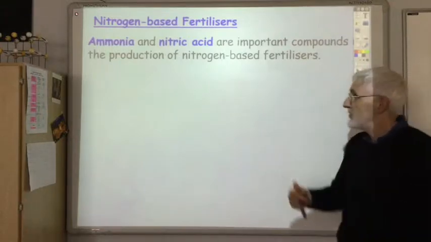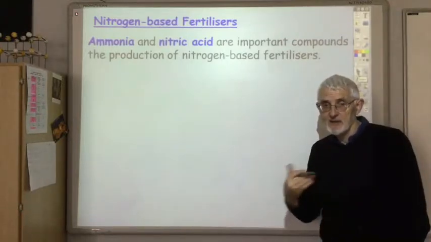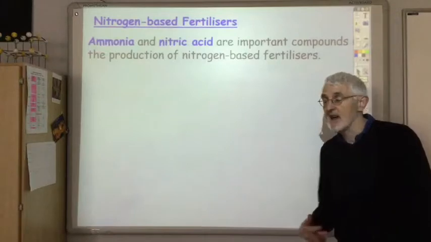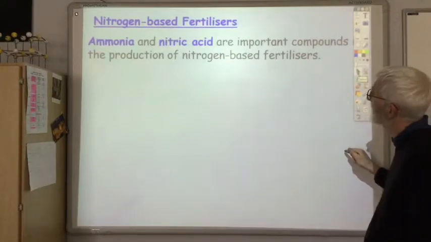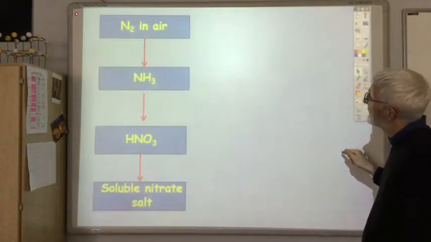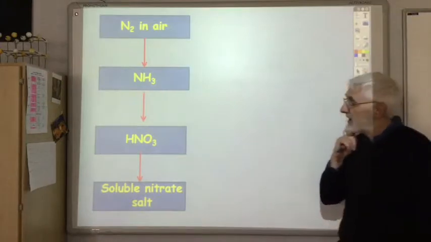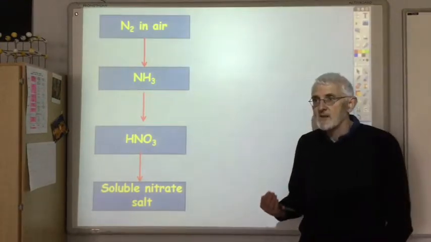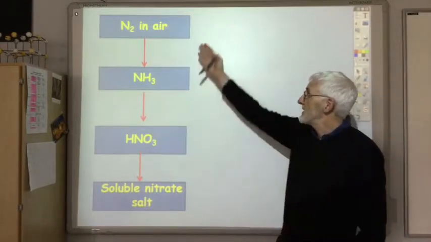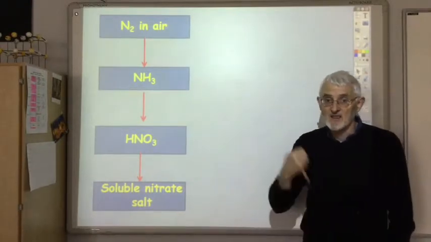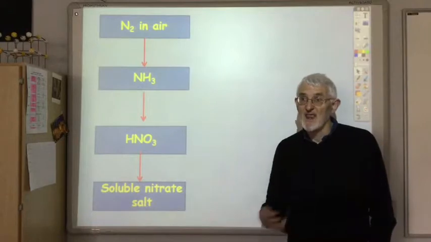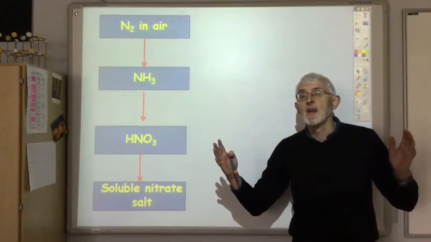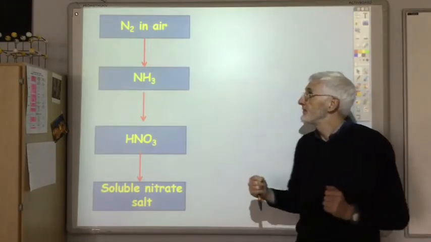So where do the ammonia and nitric acid come into play in terms of making nitrogen-based fertilizers? Well, here's a flow diagram of how we make nitrogen-based fertilizers. So the source of the nitrogen in nitrogen-based fertilizers is nitrogen in the air. It's a cheap available resource. 80% of the air is nitrogen.